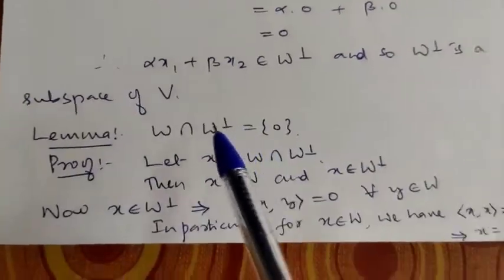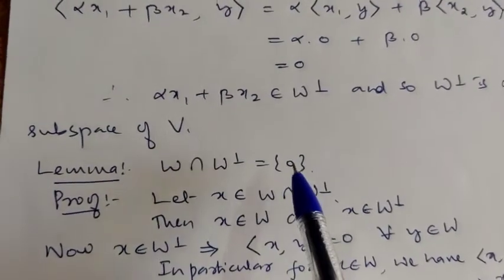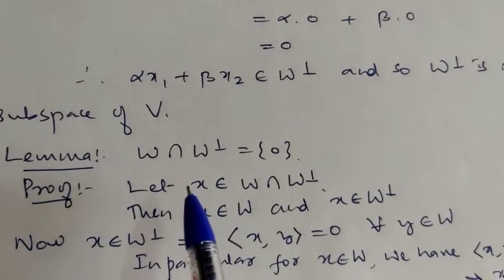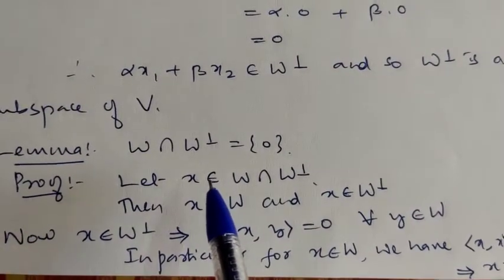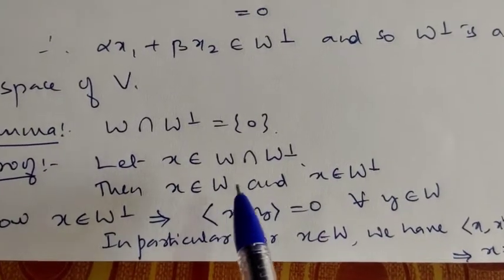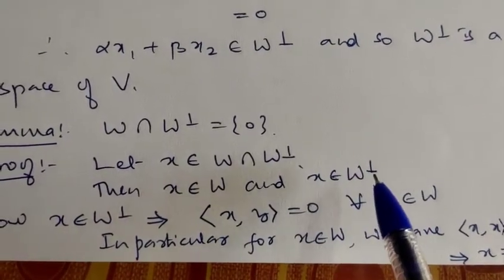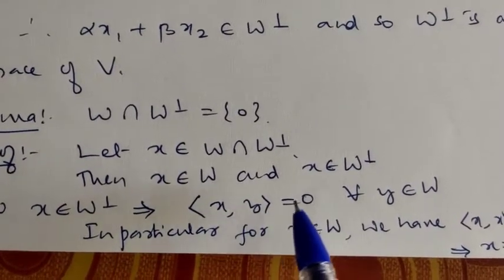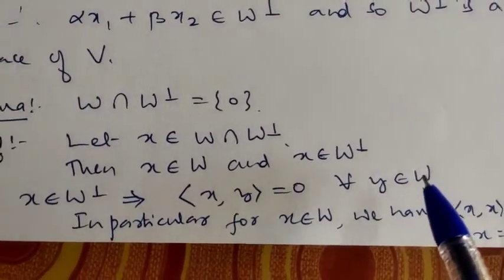Already I said 0 is the only vector which is common to W intersection W perp. If you want to show this, you choose some vector x belonging to W intersection W perp, then x belongs to W as well as x belongs to W perp. Now x belongs to W perp implies what? The inner product of x comma y is 0 for every y belonging to W.